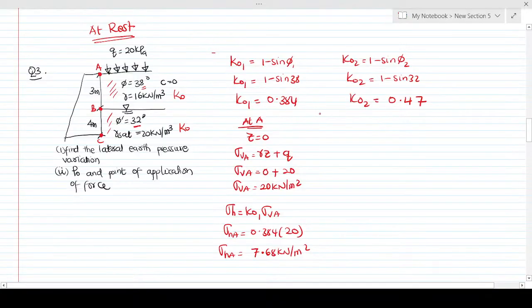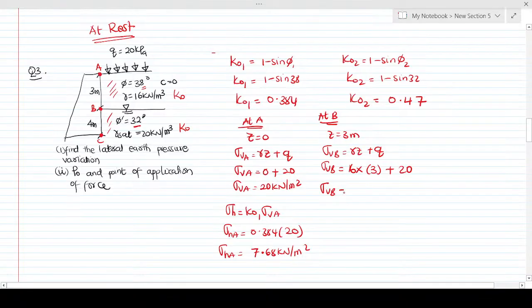Now let's look at B. At B also, Z is 3 meters. So the vertical stress at B is going to be gamma Z plus the surcharge, right? You know what vertical stress is: the column of material above the point, and if there is a force, it will also push it, right? So in this case, our gamma is 16 times our Z, which is 3, plus our surcharge, which is 20.